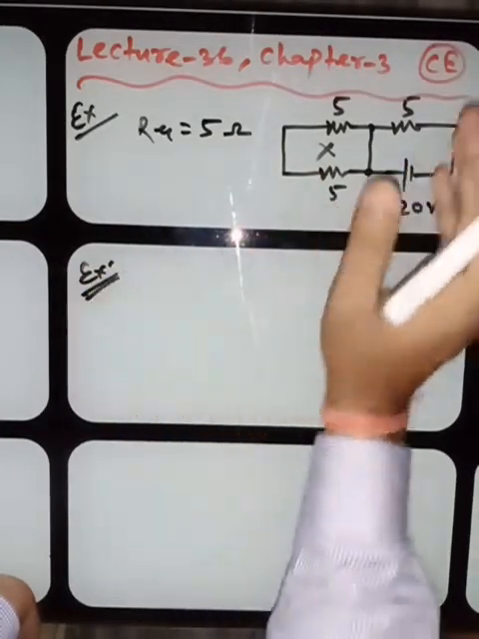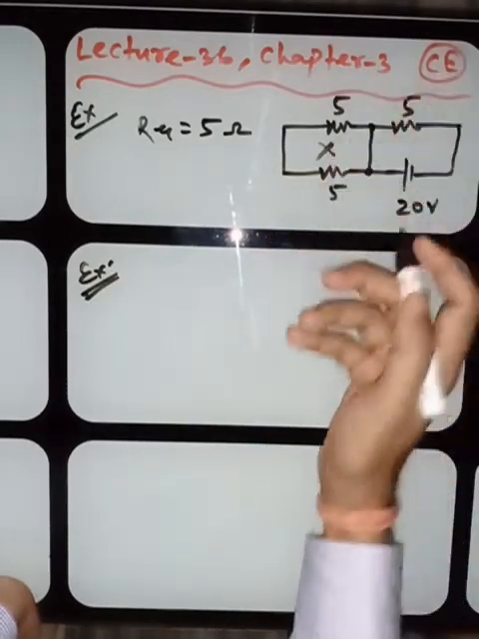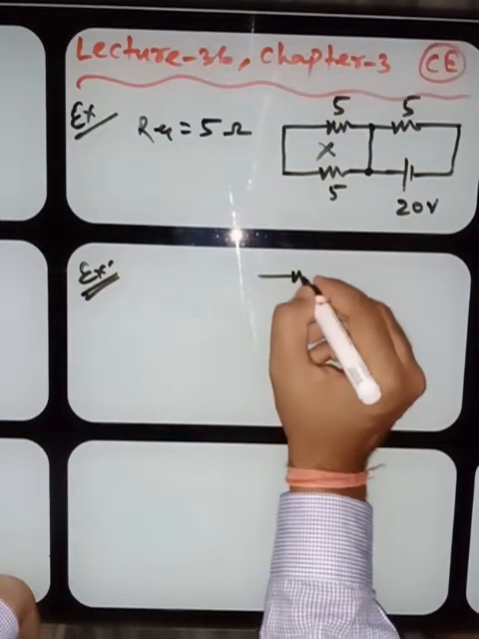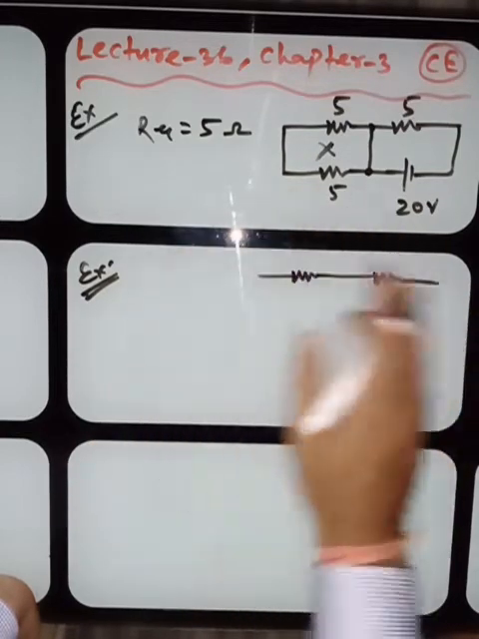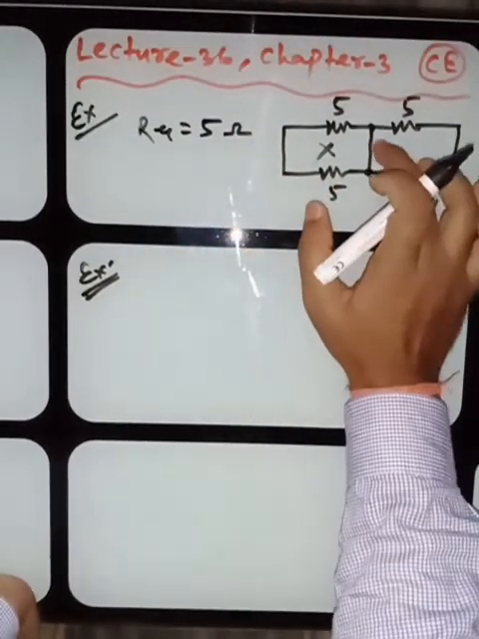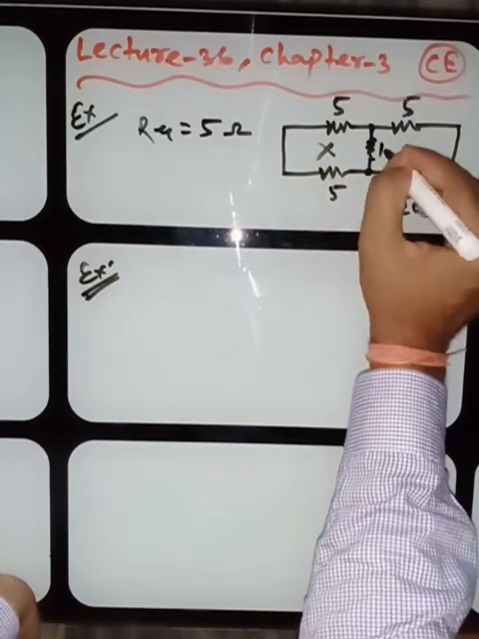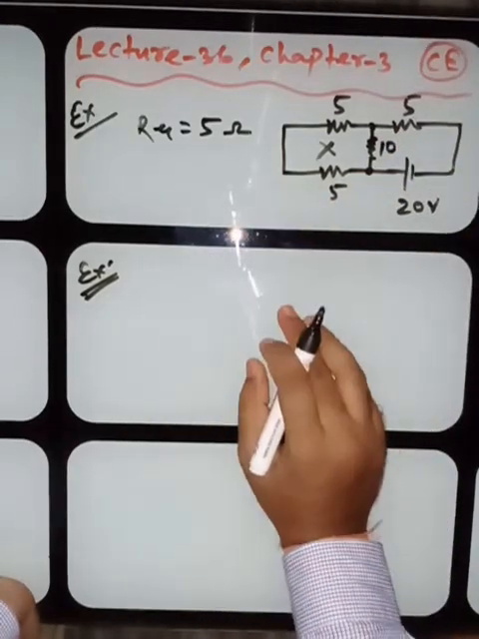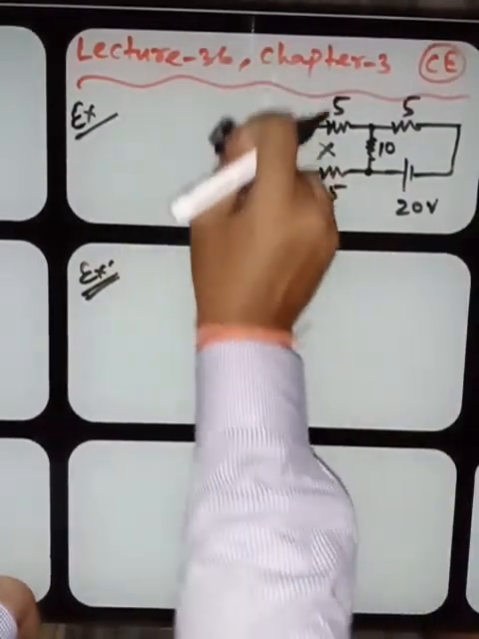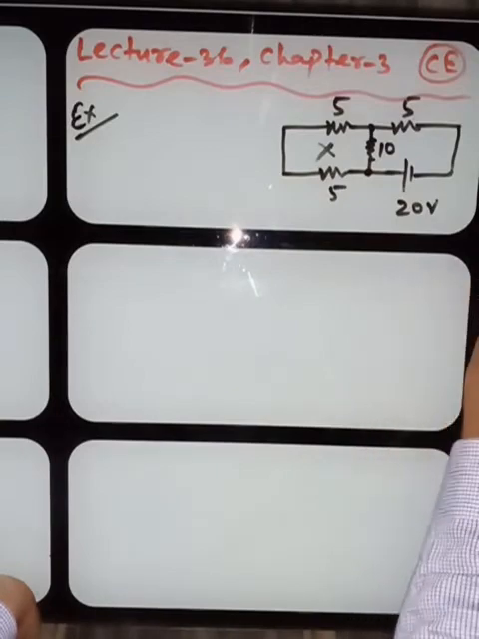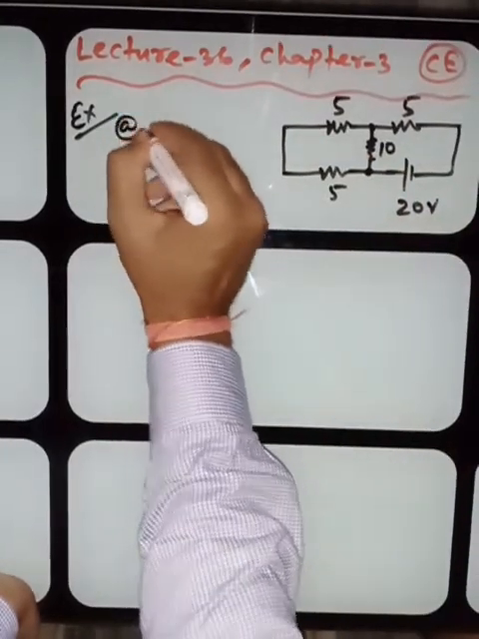Now I'm just modifying this particular question. Let me modify it. If I connect here a resistance of 10 ohm, then you have to find the equivalent resistance first, then the total resistance, then the total current, and then the current across each and the voltage across each resistor, my dear student. Now the first one, the equivalent resistance.